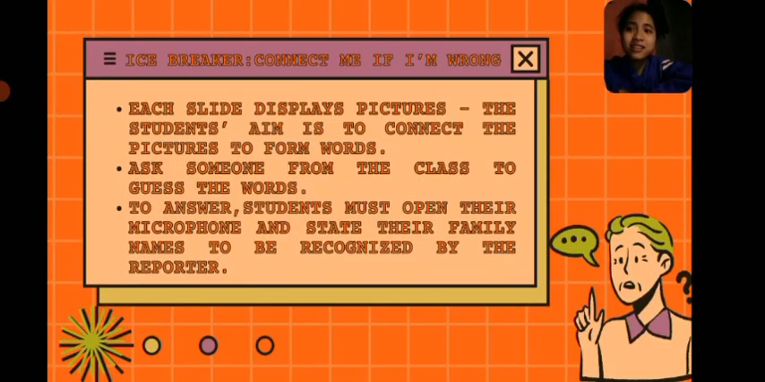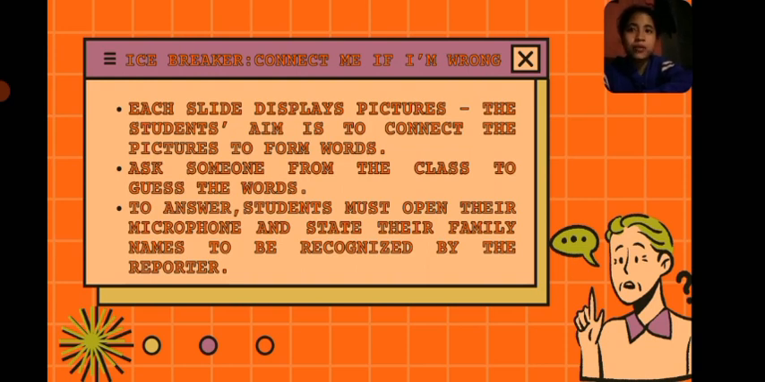So before anything else, let us first have an icebreaker or a motivational activity. The title of our motivational activity is Connect Me If I'm Wrong. So here are the mechanics. Each slide displays pictures. The students' aim is to connect the pictures to form words. Ask someone from the class to guess the words, and to answer the questions, students must open their microphone and state their family names to be recognized by the reporter.